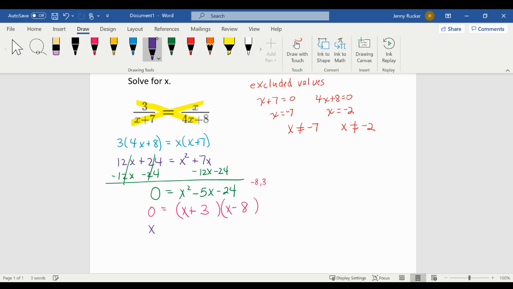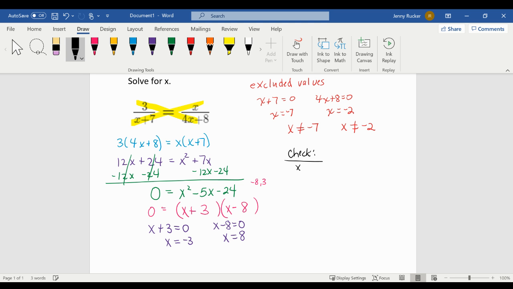So we'll take each factor and set it equal to 0. So we get x plus 3 is 0, x minus 8 is 0. When we solve, we get x is equal to negative 3 and x is equal to 8. These were not excluded values, so these solutions should work. We can always do a quick check by substituting those values into our original equation.